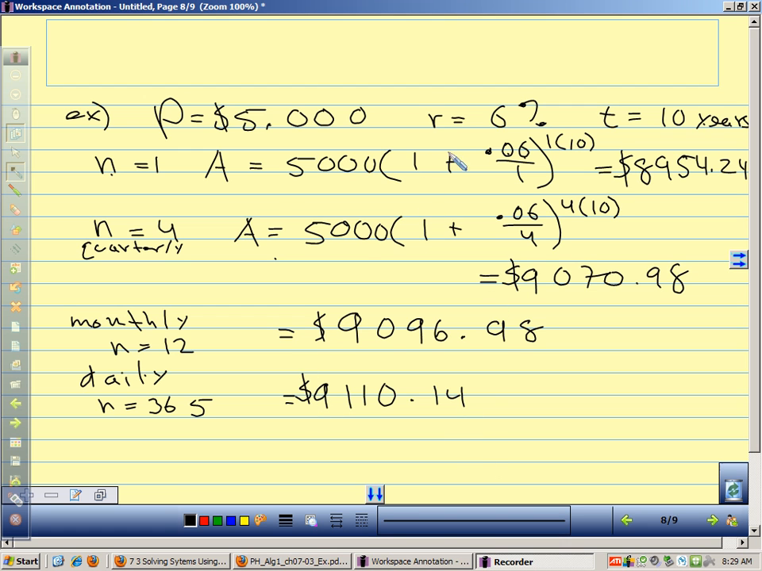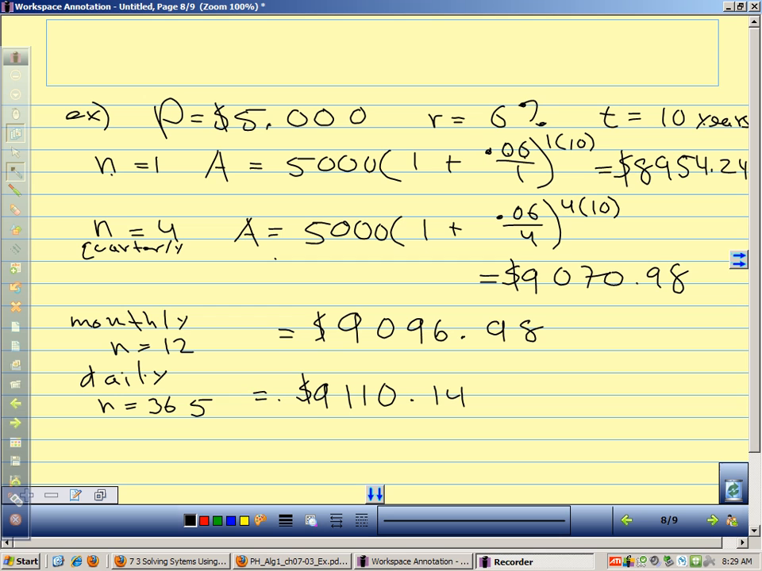So we see that as we compound more frequently, our money grows more quickly, but it slows down. Going from annually to quarterly, it makes a good jump, but from quarterly to monthly, it doesn't make that big of a jump, and from monthly to daily, it just makes a little jump. So we're increasing, but we're not increasing faster and faster. It kind of levels out.